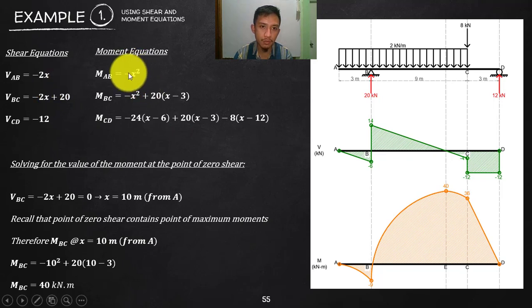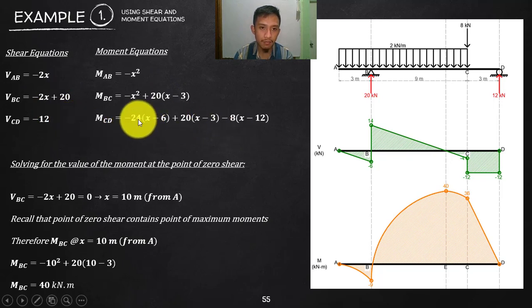So look at this, differentiate with respect to x. That will be negative 2x. That is your shear, isn't it? In here, simplify this first. This will be positive 2x. This will be negative 60. But differentiating that one, the constant will be eliminated. This will be negative 2x. 20x will be 20. So we are good.